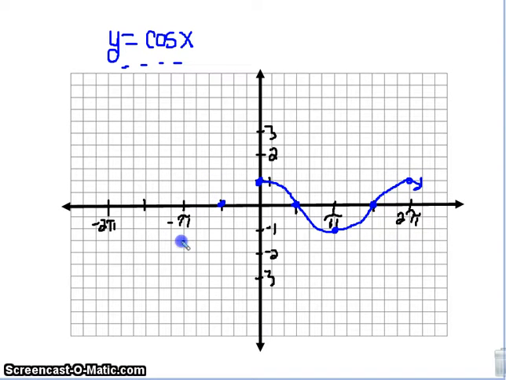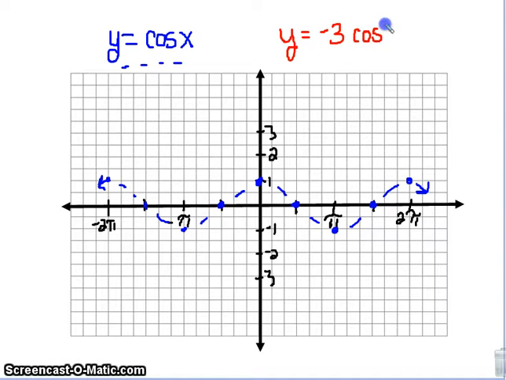I go in the opposite direction. Oh, yes, it is. Thank you. So we have our basic cosine, and now we're going to look at what happens. I'm going to change the amplitude again. I want to graph y equals -3 cosine of x.